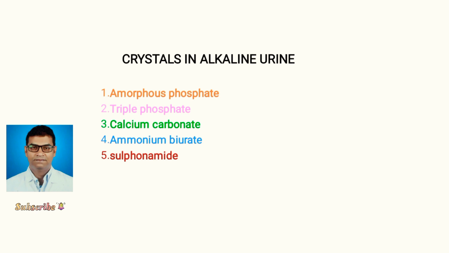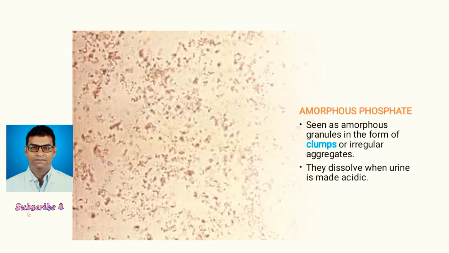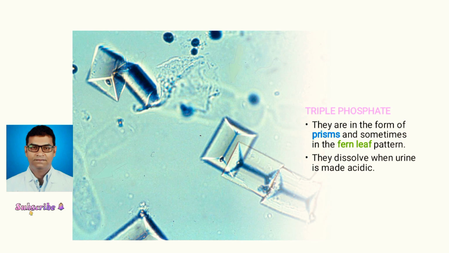Amorphous phosphate, triple phosphate, calcium carbonate, ammonium biurate and sulfonamides. Amorphous phosphates. These are seen as amorphous granules in the form of clumps or irregular aggregates. They get dissolved when urine is made acidic. Triple phosphate. They are in the form of prisms and sometimes in the fern leaf pattern. They dissolve when urine is made acidic. These triple phosphates are also said to have a coffin lid appearance.